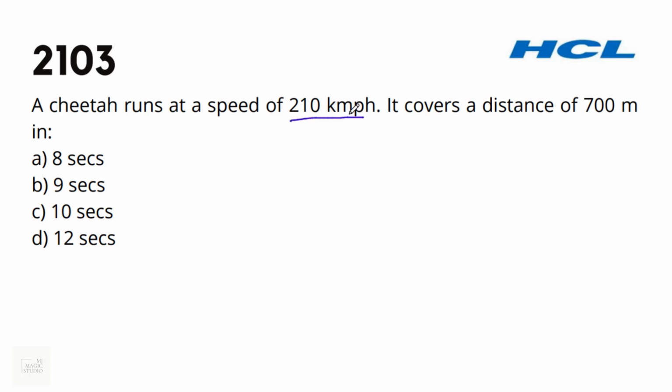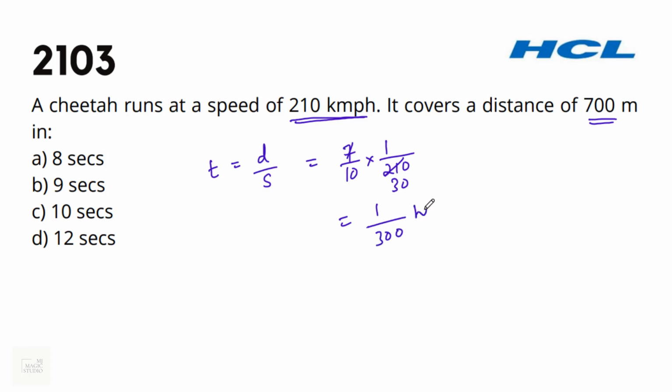A cheetah runs at a speed of 210 km per hour. It covers a distance of 700 meters in what time? Time is equal to distance by speed. So it is 700 meters, which is 0.7 in kilometers. So it can be 7 by 10 divided by speed. That would be 1 by 300 part of the hour. Now if we need to convert this into seconds, let's multiply this by 60 because there are 60 minutes and 60 seconds in 1 minute. 2 gone and this is 2. That will give us 12 seconds. So it would cover 700 meters in 12 seconds. Option D.